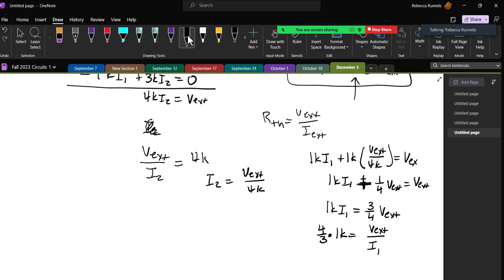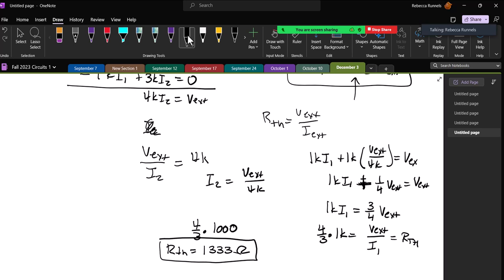And my k seems to be in the wrong place. No, it's not. That's right. Okay. So I wanted R Thevenin to be V external over I external. This is R Thevenin. So R Thevenin is 4/3 times 1,000, or 1333 ohms. So that's our Thevenin resistance.